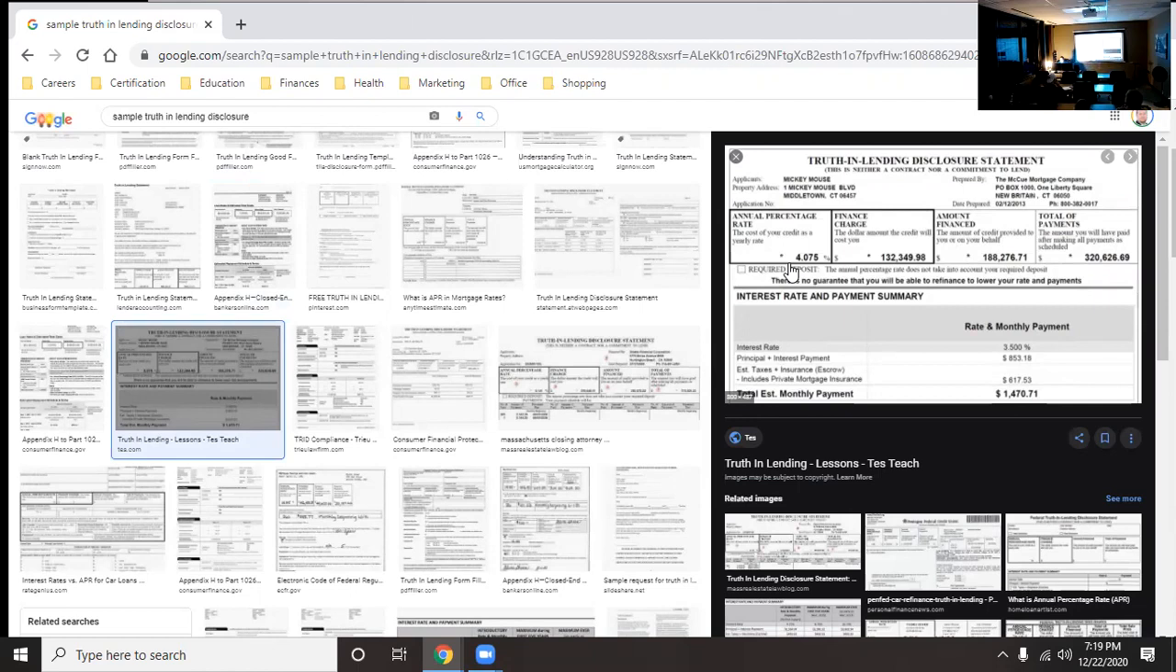So 4%, and Mr. Colton here, good buddy of mine, he is actually going to finance, he's buying a house for $188,276.71. So he's paying about $188,000. We'll just round it down. Well, he's got 4% interest. Pretty good, right, Colton?